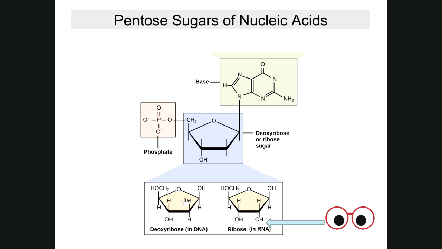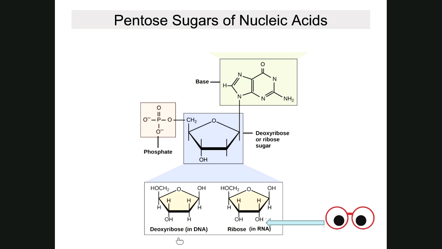It is on carbon 2. Notice that in RNA you have a hydroxyl group on carbon 2, while DNA doesn't have a hydroxyl group on carbon 2. This is a big difference between the RNA and DNA.